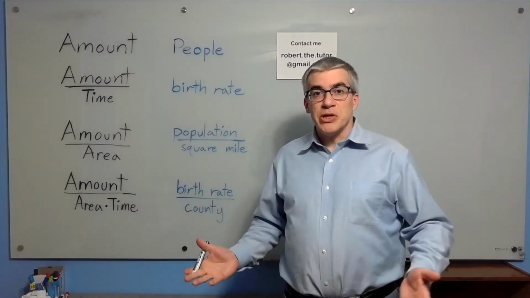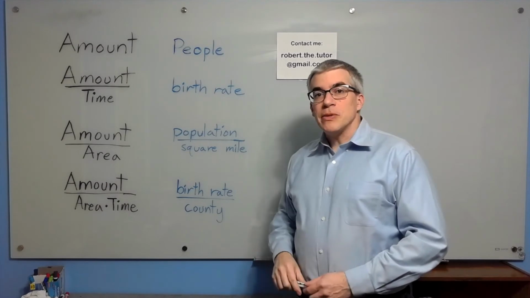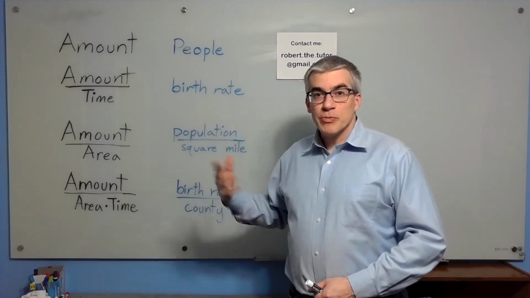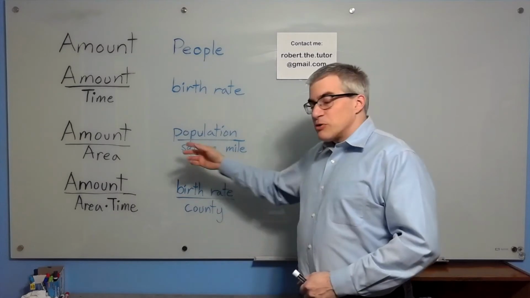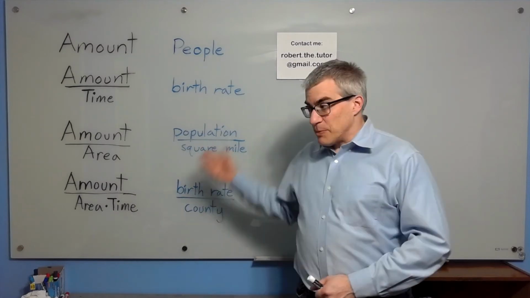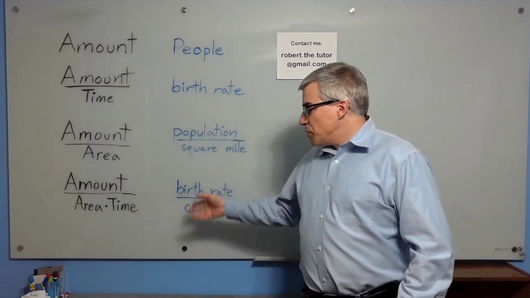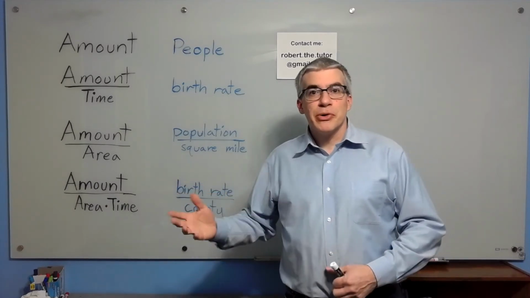Let's take people. The amount is the number of people. Amount per time would be something like the birth rate, how many more people you get per year. The amount per area would be like the population per square mile, the population density. And amount per area per time would be something like the birth rate per county.